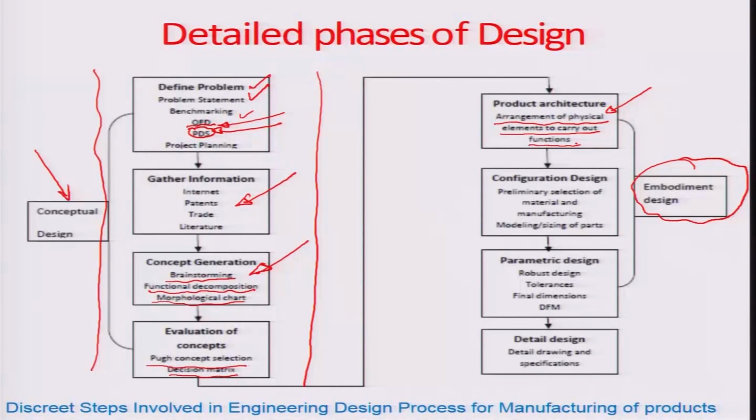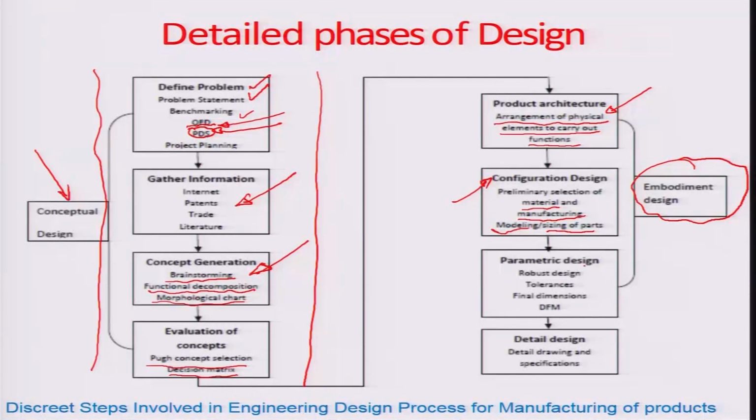You look at a configuration design, which is about the material which is going into the product, the manufacturing method, or the modeling or sizing of parts, all these preliminary selections at this stage about the rough drawing or the configuration of how things would be put in space together side by side, and what would be the level of interaction.